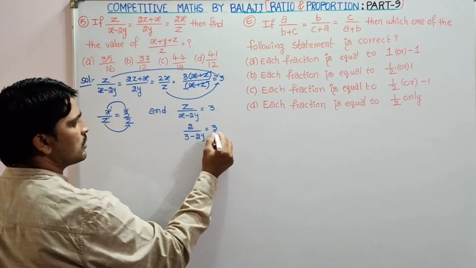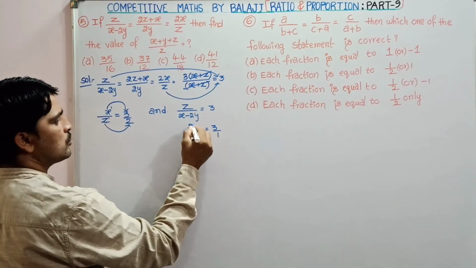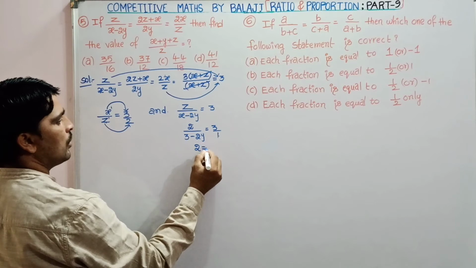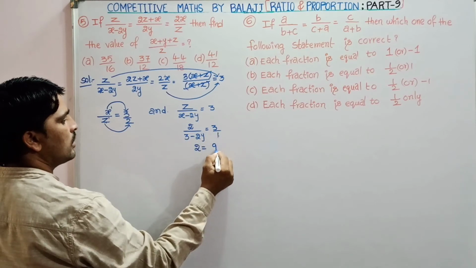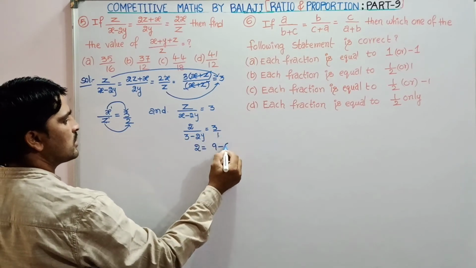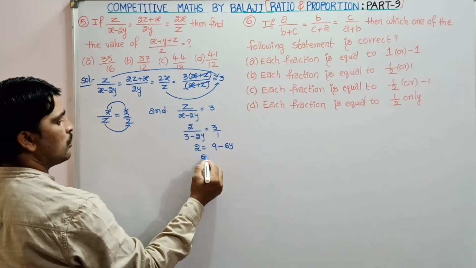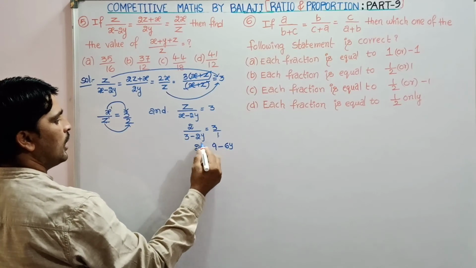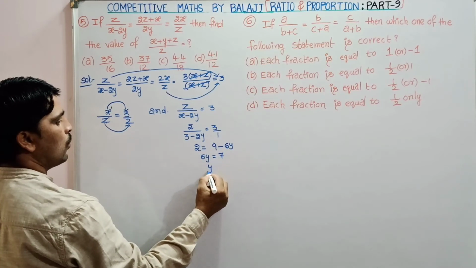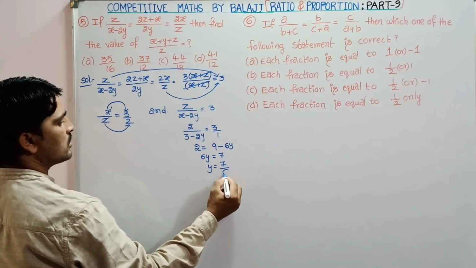By cross multiplication, 3 can be written as 3 by 1. Cross multiplication: 2 ones are 2 equal 3 threes are 9 minus 2 threes are 6y. That is, 6y is equal to 9 minus 2, which is 7. Y equal to what? 7 by 6.